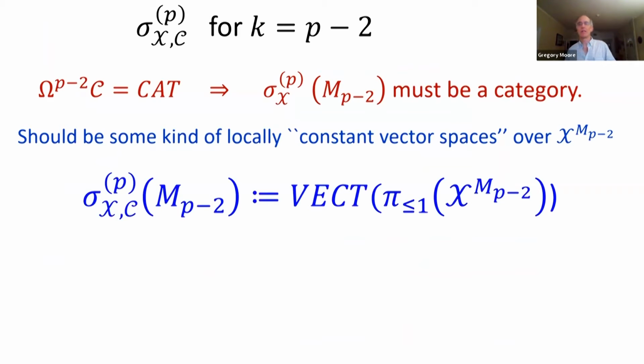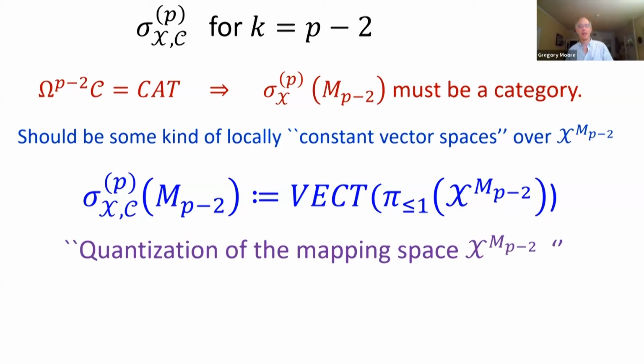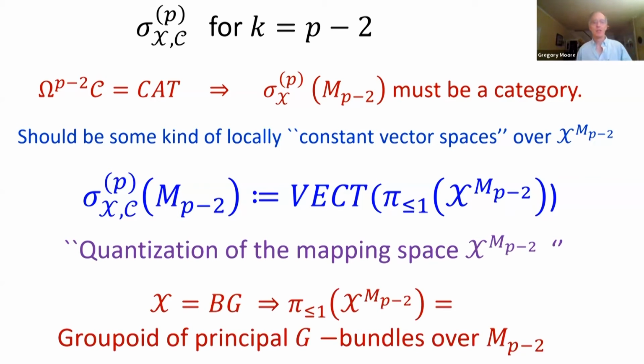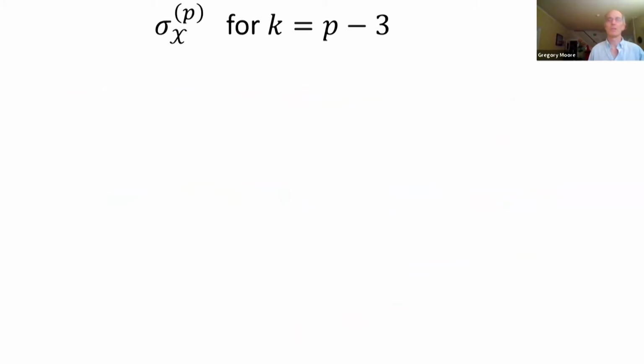You take what's called the fundamental groupoid of the mapping space, and you take the vector bundles on that fundamental groupoid, and that's a way of formalizing the notion of flat vector bundles over the mapping space. And again, this is some kind of linear object, which we call the quantization of the mapping space. So for example, if X is BG and we're doing finite group gauge theory, then this fundamental groupoid is the groupoid of principal G bundles over our manifold. And so we would be talking about the locally constant vector bundles over the groupoid of principal G bundles.